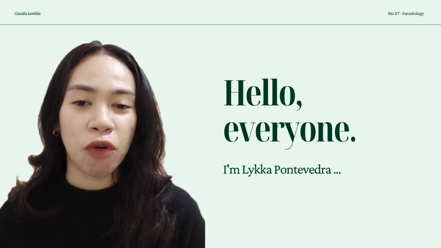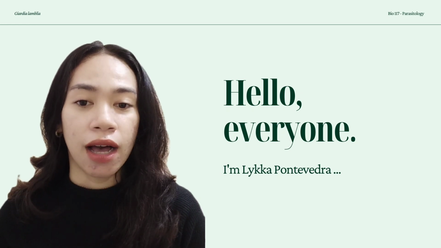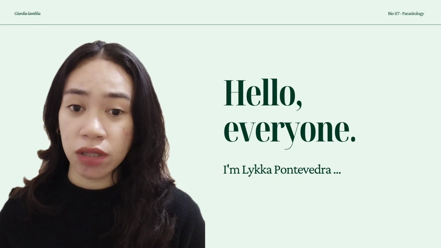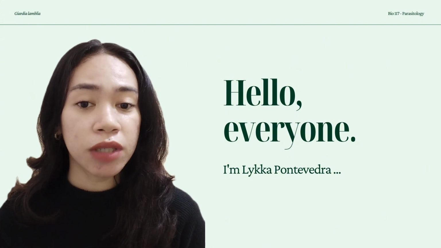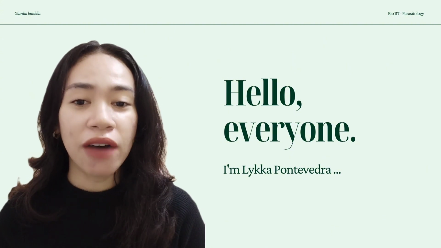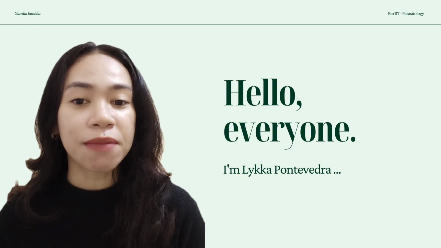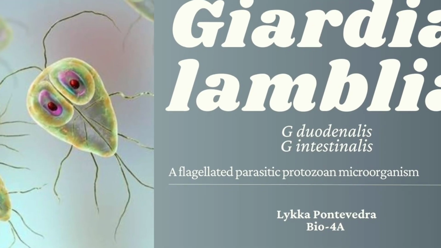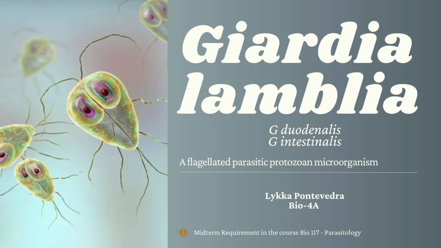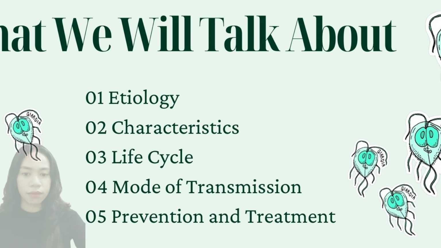As per requirement for the course Bio 117, which is Parasitology, for our midterm requirement, we are tasked to have a discussion for a certain parasite. So, the parasite that I chose is the Giardia lamblia, or also known as Giardia duodenalis or Giardia intestinalis. It is a flagellated parasitic protozoan microorganism.